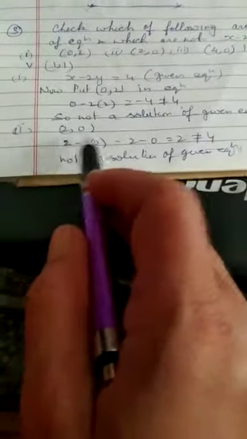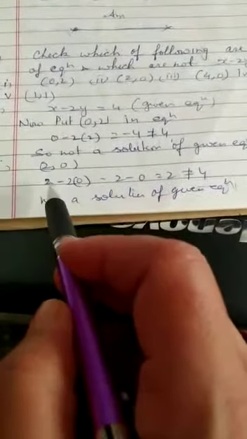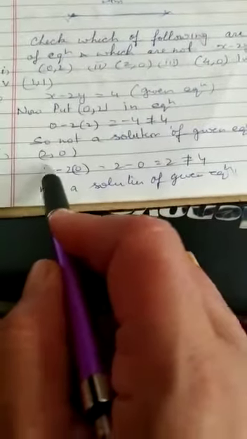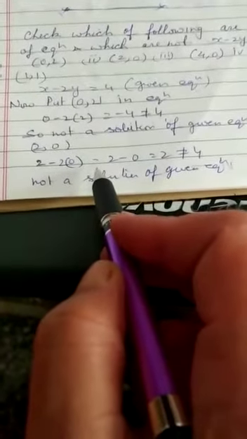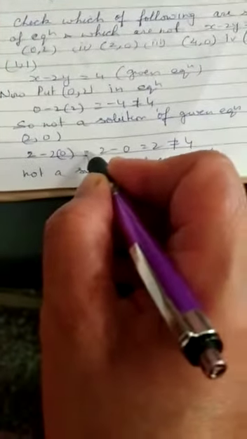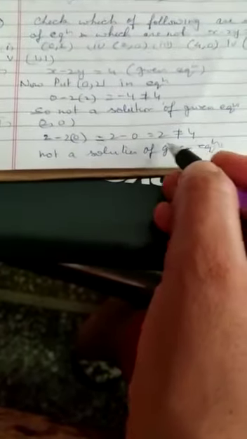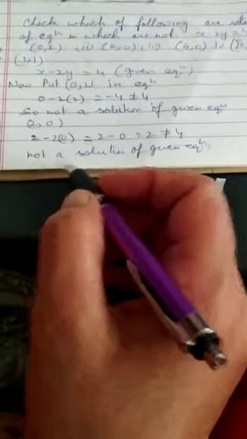Then the second part is 2, 0. When we put 2, 0, then on the place of x we put 2, and on the place of y we put 0. From here, x coordinate and y coordinate. 2 minus 2 into 0 is equal to 2 minus 0 is equal to 2. Again 2 is not equal to 4, means left hand side is not equal to right hand side. Then again 2, 0 is not a solution of the given equation.